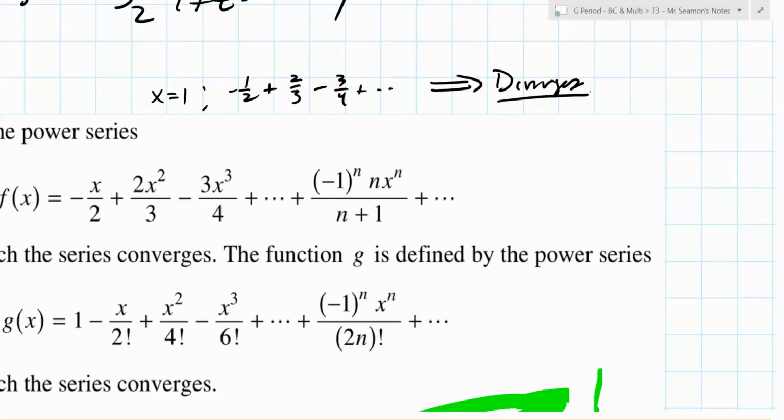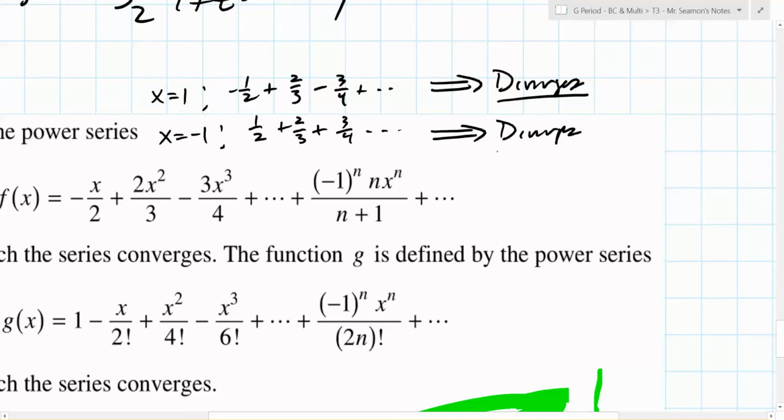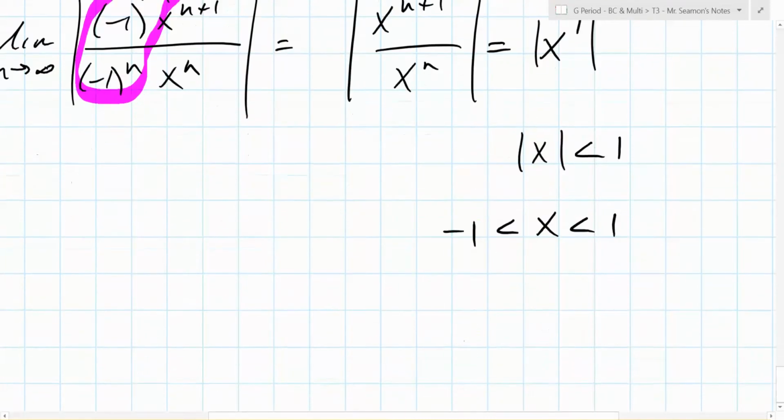That can't happen. So what happens when x is negative 1? What happens there? 1/2 plus 2/3 plus 3/4. What happens to this? This definitely diverges, right. That definitely diverges. So what's the final answer?